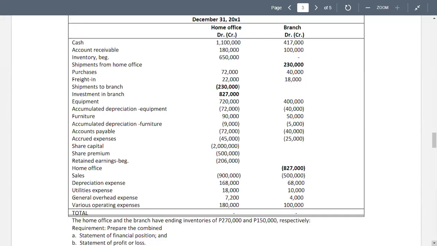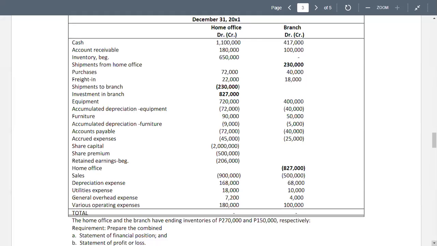Furniture is a debit of 140,000. Accumulated depreciation of furniture is a credit of 14,000. Accounts payable, credit 112,000. Take note in parentheses, accrued expenses, a total credit of 70,000. Share capital is 2 million.